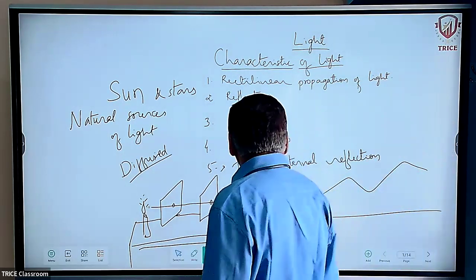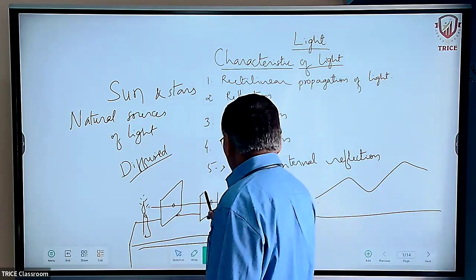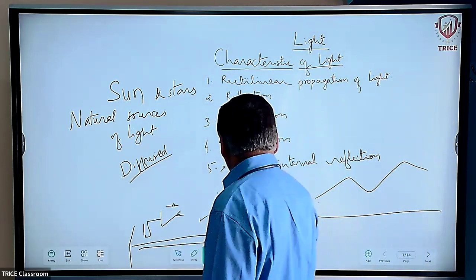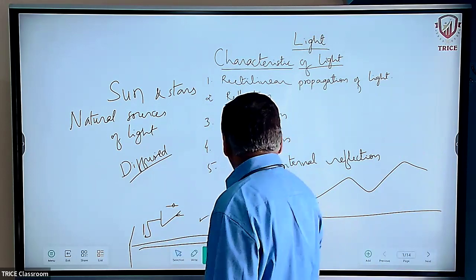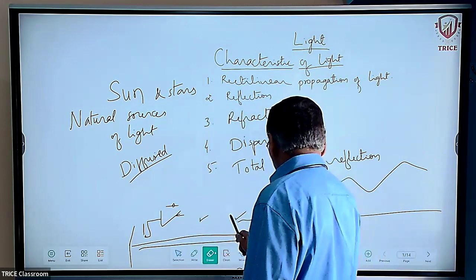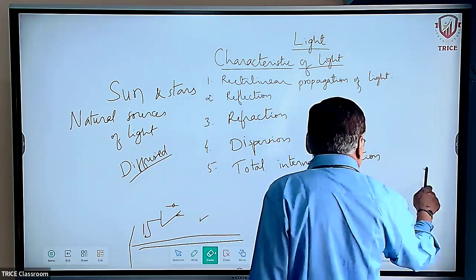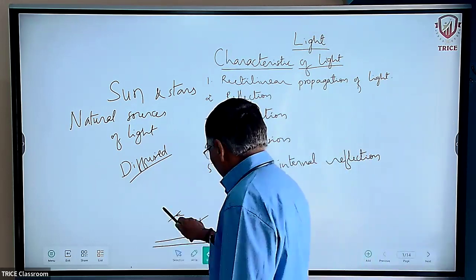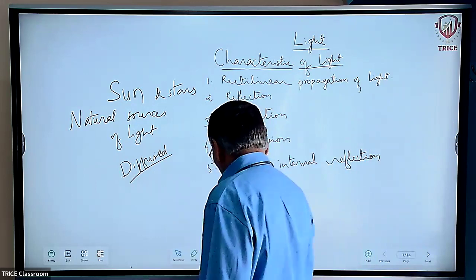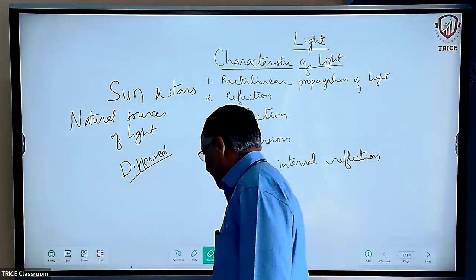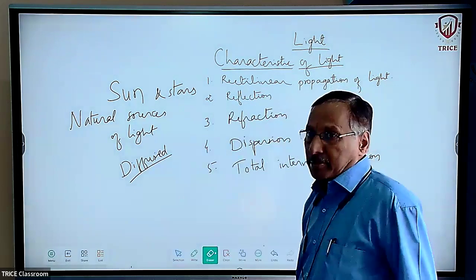Now, reflection. This is another property. What do you mean by reflection? Whenever light falls on a smooth polished surface or a hard polished surface, the light comes back. You can say bouncing back of light from a smooth polished surface is called reflection.